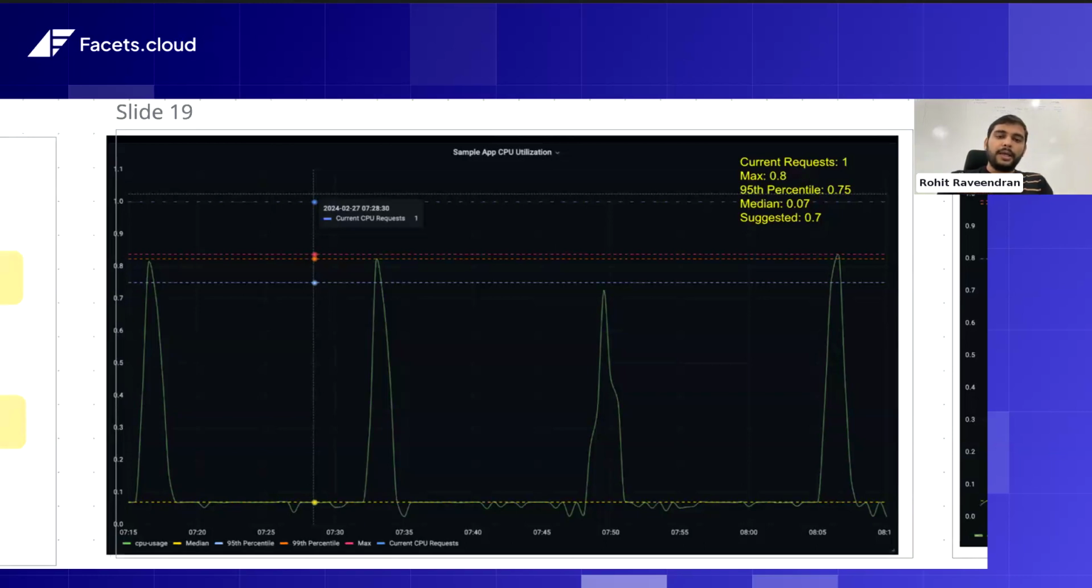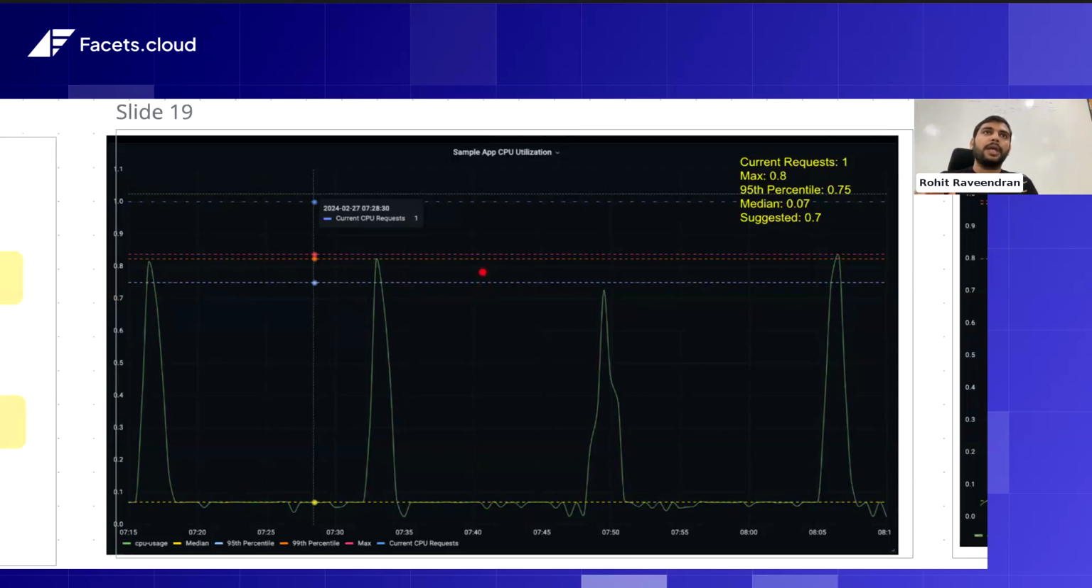Now what I can analyze here is that I have found my median to be 0.07. I'll set my request to such a level that the median use case is at 10% of the request. So if I have 0.07, the request needs to be 0.7, since 0.07 is 10% of 0.7. This would be the suggested line, the 0.7 line. And I compare it against the percentile number. The percentile number is 0.75, and I can see that it is within the 10% margin of error that I'm ready to risk there.